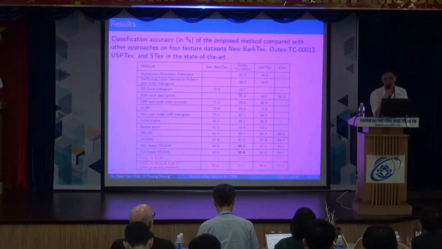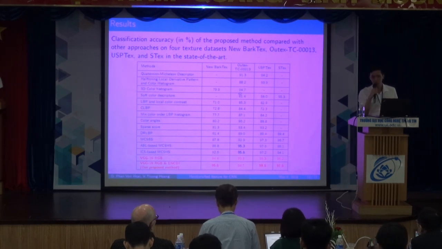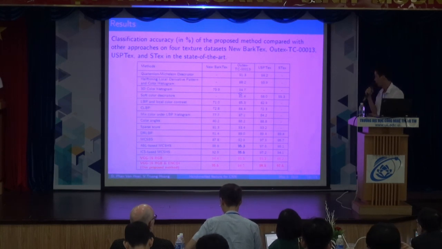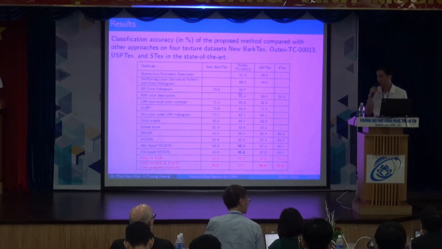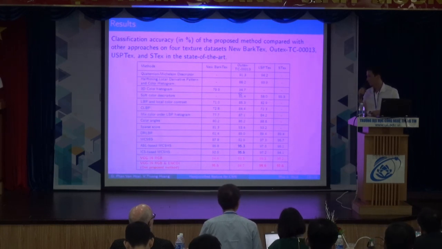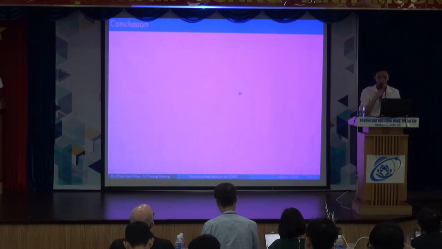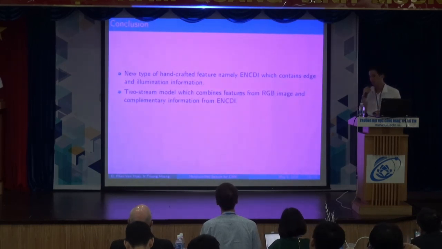Lastly, in the aesthetic dataset, the proposed approach gives an accuracy of 97.6%, which is 1.4% better than the model only trained on RGB image, and outperforms the state of the art by 0.9%. And the main point of this paper is to design a new type of handcrafted feature, namely ENDCI, which contains the edge and illumination information.